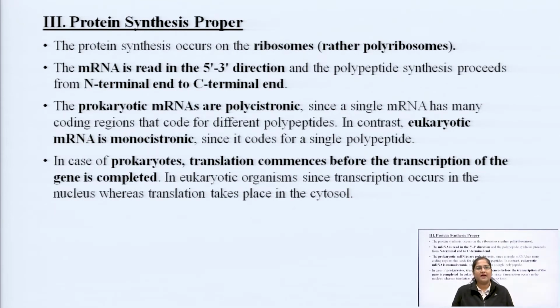Finally, when we have activated the amino acid, we have everything in line for protein synthesis. Now let us start the protein synthesis. Protein synthesis occurs on the ribosomes because they are the perfect centers, the factories, for protein synthesis. The mRNA is read in the 5' to 3' direction only. The polypeptide synthesis proceeds from the N-terminal to the C-terminal.